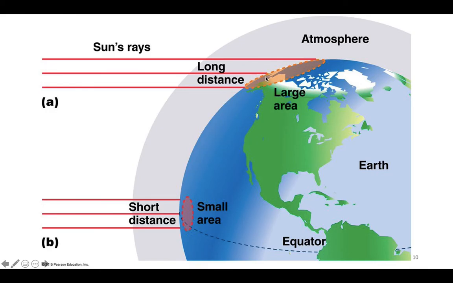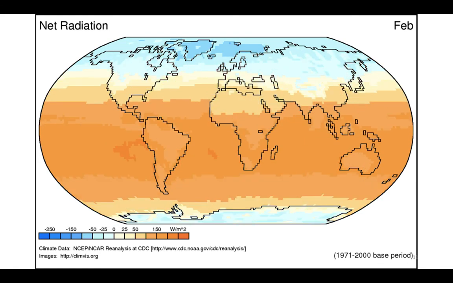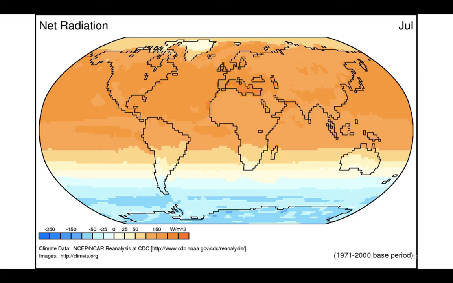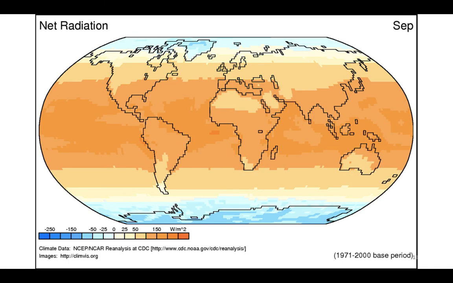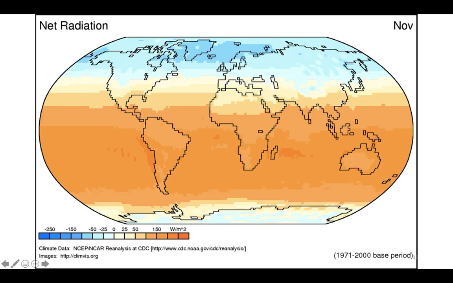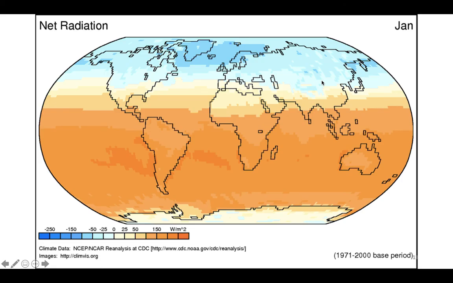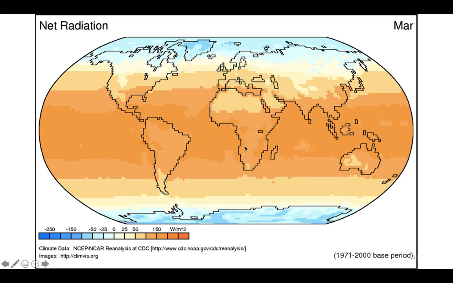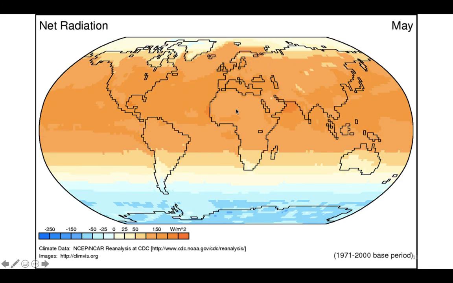Now the poles, this only has one pole on it. The poles have a longer distance away from the sun. And so because they have a longer distance, they've got slightly less incoming shortwave radiation. And so they have a lower net radiation over the year.